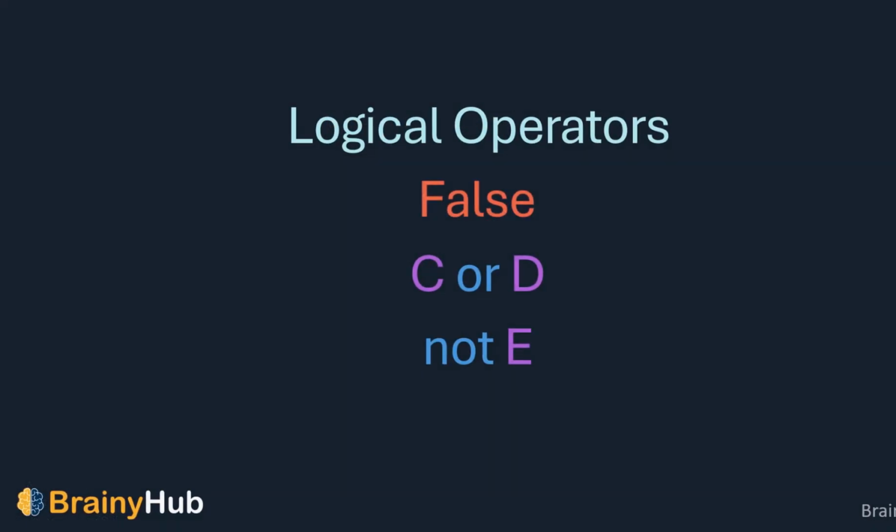Now let's look at the OR operator. In the OR operator, only one of these conditions has to be true. So either C has to be true or D has to be true. If one of these is true, then the overall result will be true. But if both of them are false, then the overall result will come out to be false. And finally, the NOT operator just reverses the overall result. So if our result is true, it will turn it into false, and if the result is false, it will turn it into true.